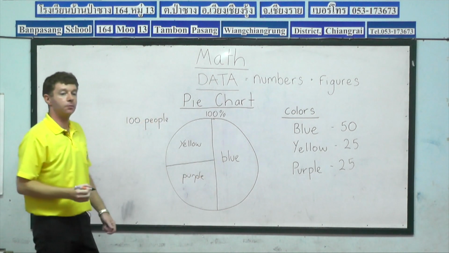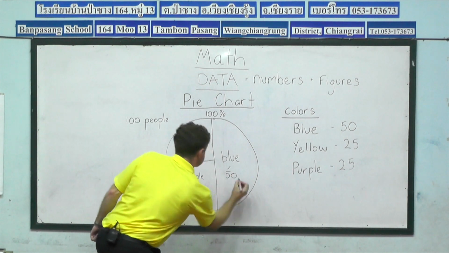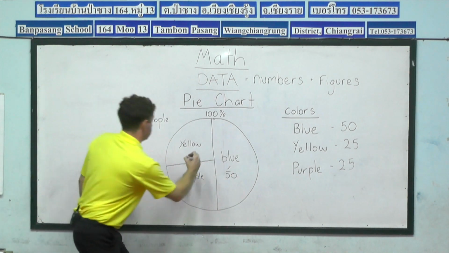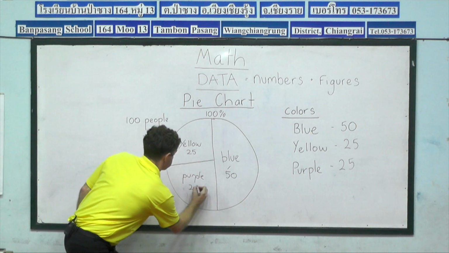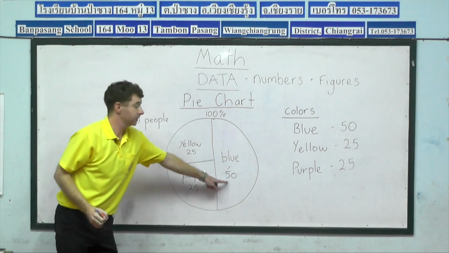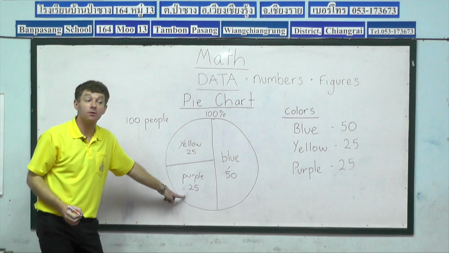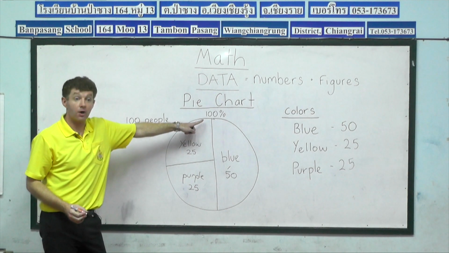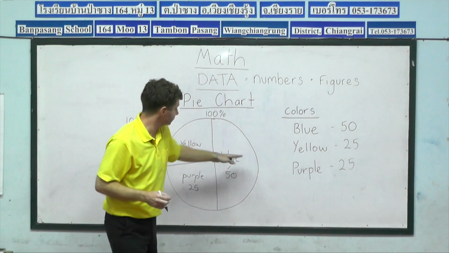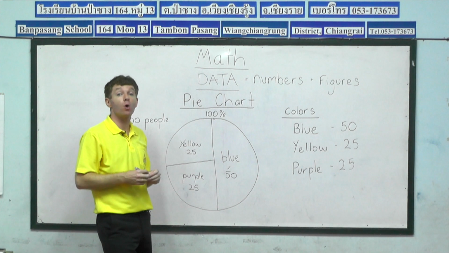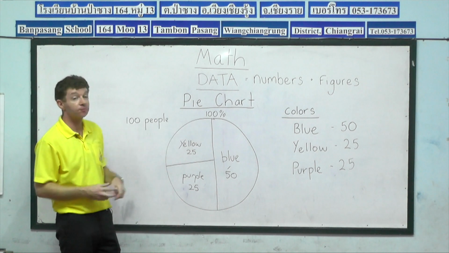How many people like blue? 50 like blue. Let me write that straight. 50. How many like yellow? 25. How many like purple? 50 plus 25 plus 25 equals 100. So 100%. Remember, when we do our pie charts, all of the different categories must add up to 100%. So that's a basic example of how categories can add up to 100.